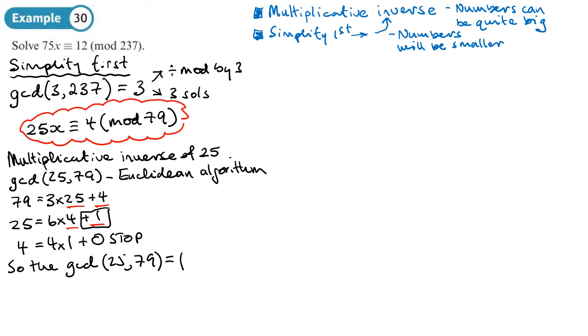So now we're going to apply Bezout's identity.